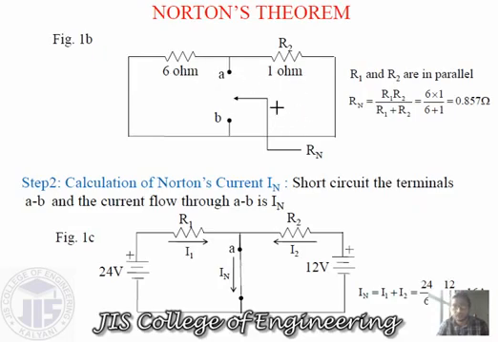So our Norton equivalent resistance, or the Norton resistance, Rn, is equal to R1, this 6 ohm resistance, parallel with this 1 ohm resistance. By doing the calculation, we get the Norton resistance as 0.857 ohms.